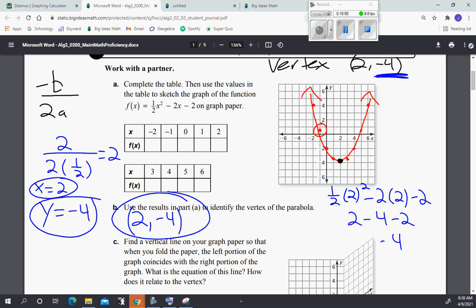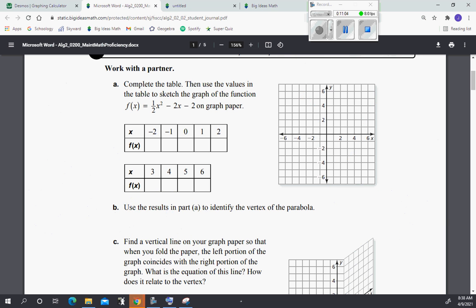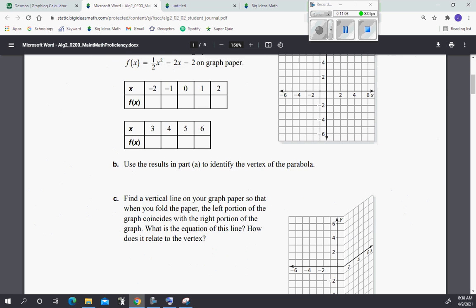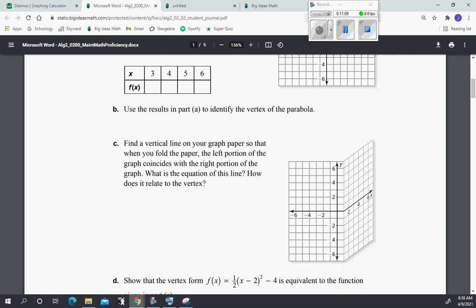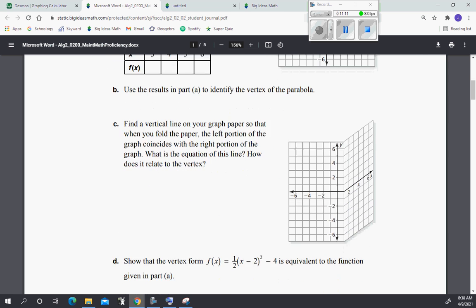That's just one way to find our vertex. I will use that information shortly and describe how we can graph from there. It makes it a lot easier than just trying to plot a bunch of points trying to find a parabola.